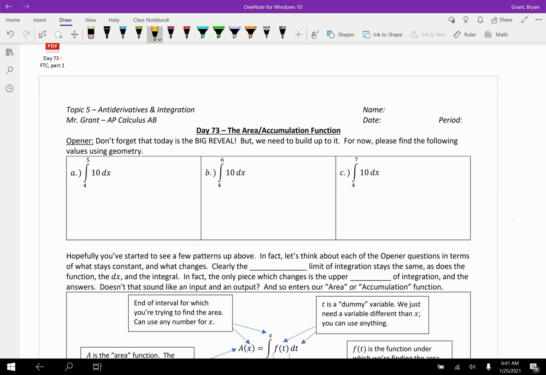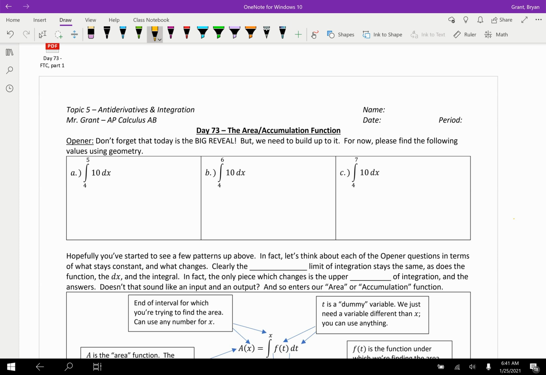Hello AP Calculus AB and welcome to the big reveal. Today's title is Day 73, the area or accumulation function. And although that is a focus of today, there is a different title that I could have used, but we'll address that at the end after our big reveal. What is the big reveal?